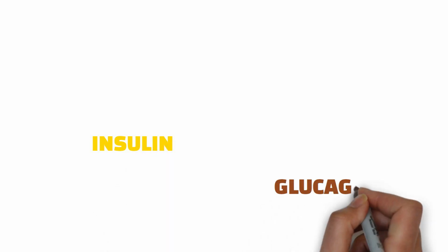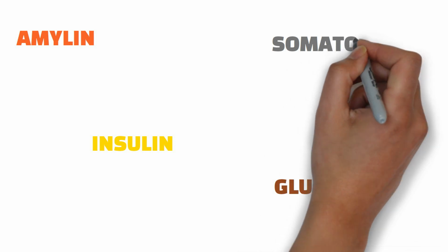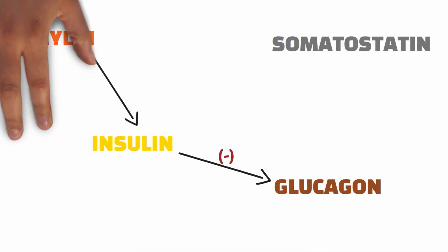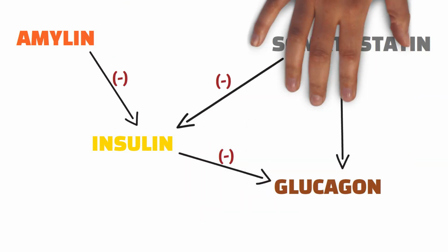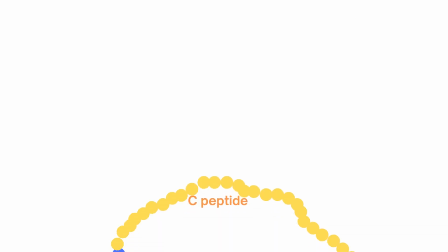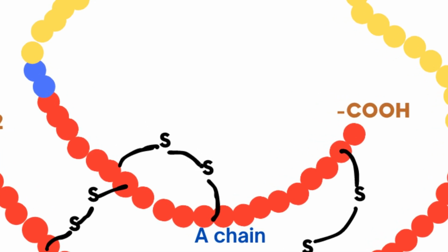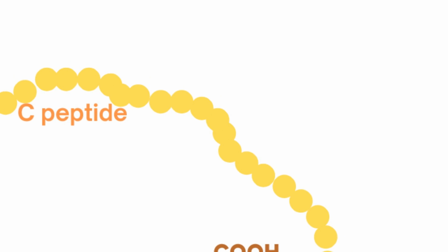These three cell types are closely related and they can control the secretion of some of the hormones by other hormones. What did I mean by that? For instance, insulin can inhibit the glucagon secretion, amylin can inhibit insulin secretion, and somatostatin inhibits the secretion of both insulin and glucagon. Insulin is a small protein which is composed of two amino acid chains connected by a disulfide linkage and a connecting peptide, which is also known as the C-peptide.